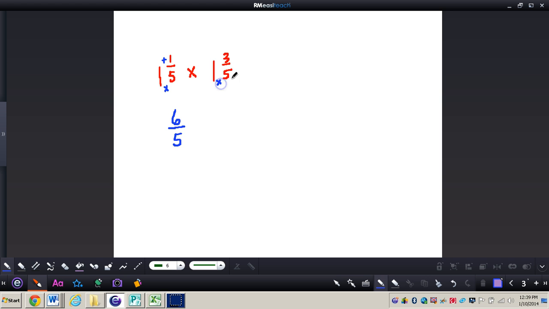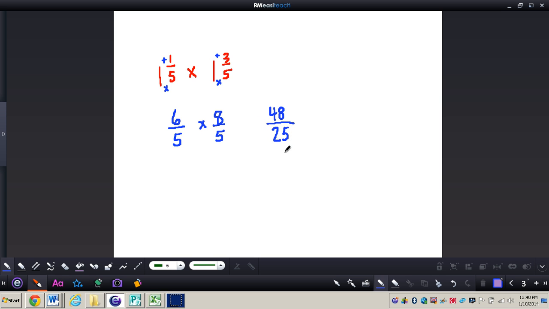And then we're going to multiply my 5 times 1 and add my 3. That's going to give me 8/5. Now we can multiply. 6 times 8 is going to give me 48. Our denominator, 5 times 5, is going to give us 25.